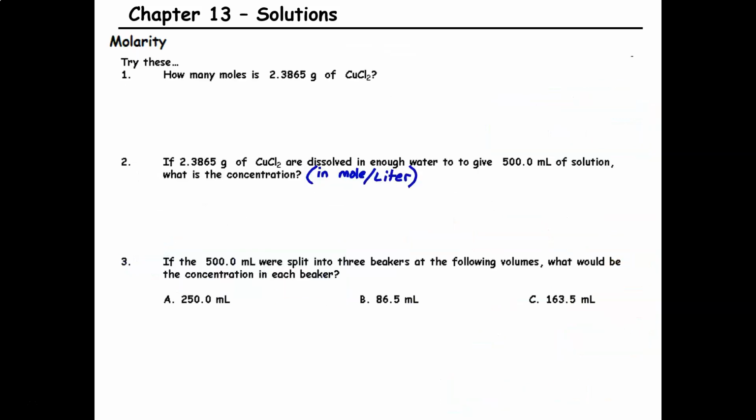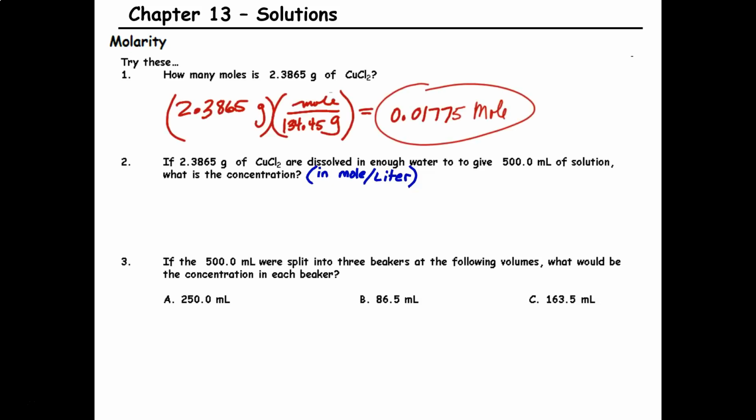Let's do a couple more examples. How many moles is 2.3865 grams of CuCl2? That's copper(II) chloride. Now, this is just a convert-to-moles problem. You'll need the periodic table again for CuCl2. And now we can calculate moles per liter, or molarity.